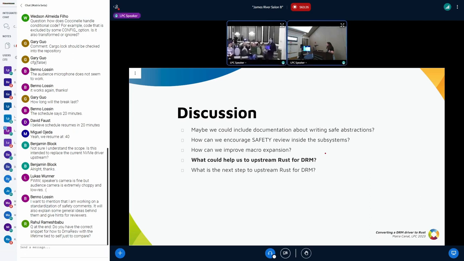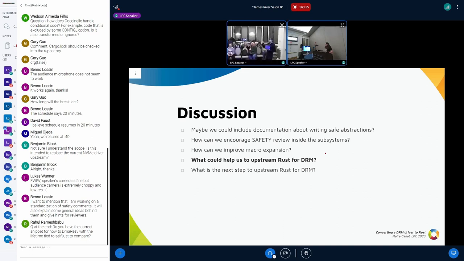They've answered the upstreaming question. And how can we encourage safety review inside the subsystem? Now, something I want to comment on that Dave said. That's why I was saying before that we really need the maintainers to learn Rust to some degree, because there are many things. You were pointing out that Rust for Linux people are doing abstractions, but really what we were doing so far is trying to do prototypes to showcase how it would look and how it works.